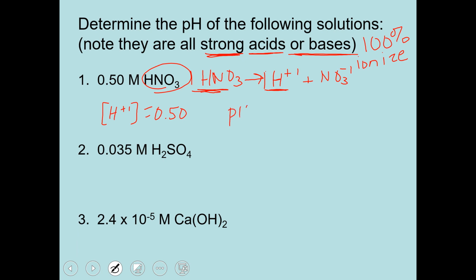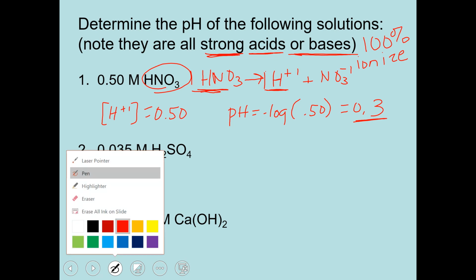The pH is equal to the negative log of the hydrogen ion concentration. I calculate this, and I got a really small number. That's because HNO3 is indeed a strong acid. I got a really low pH.